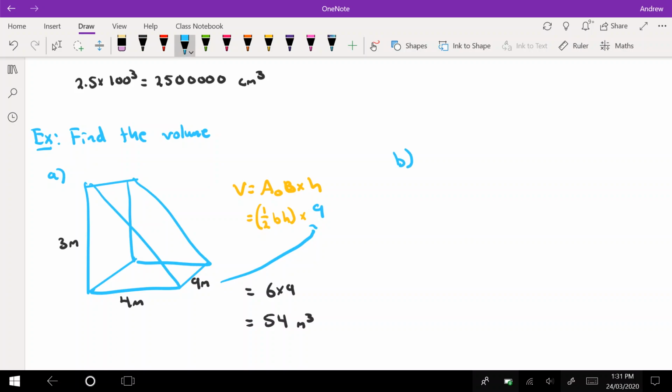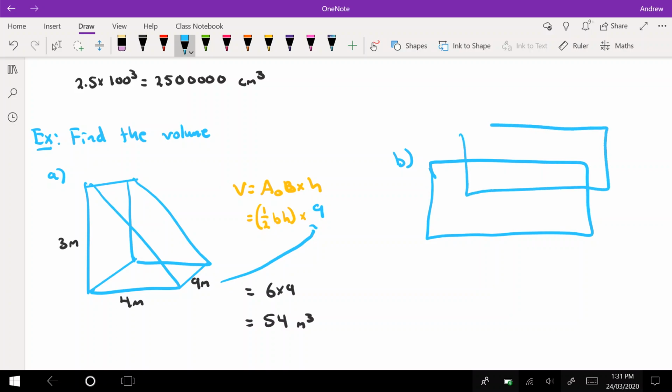B. Now got a rectangular prism. So that's 8 centimeters, 6 centimeters, 4 centimeters.